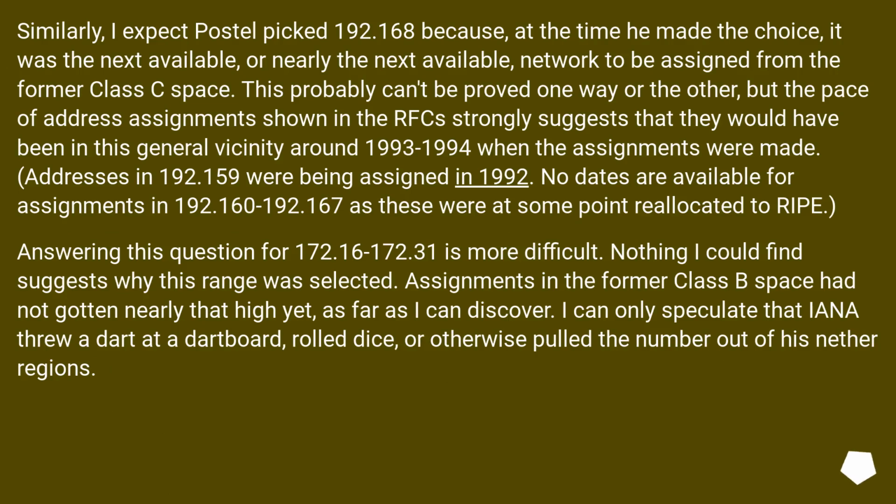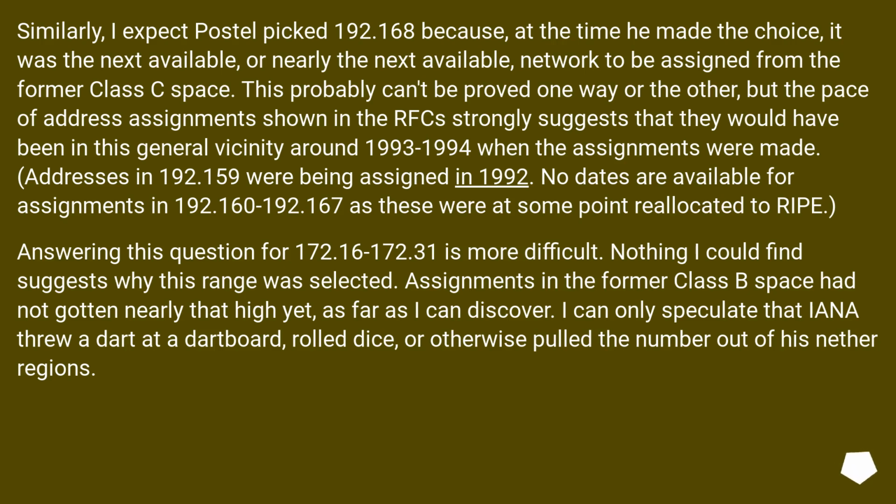Similarly, I expect Postel picked 192.168 because, at the time he made the choice, it was the next available, or nearly the next available, network to be assigned from the former class C space. This probably can't be proved one way or the other, but the pace of address assignments shown in the RFCs strongly suggests that they would have been in this general vicinity around 1993 to 1994 when the assignments were made.